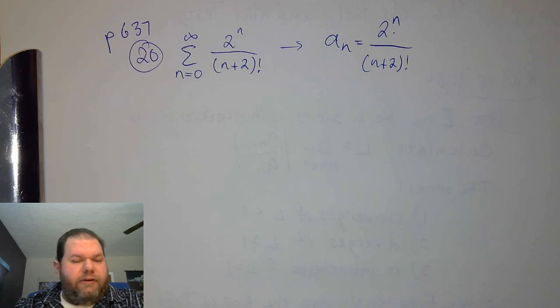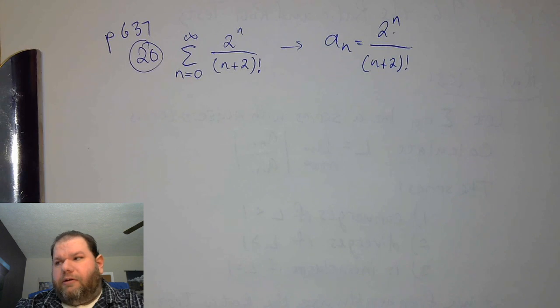Unless for some reason it comes out to be a limit of 1, in which case we'll just have to guess at what else to use. I don't know what else to use besides that, so it should just be a ratio test. I don't know what else would work off the top of my head. Sorry.